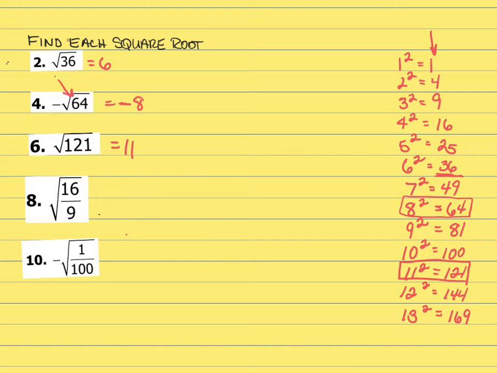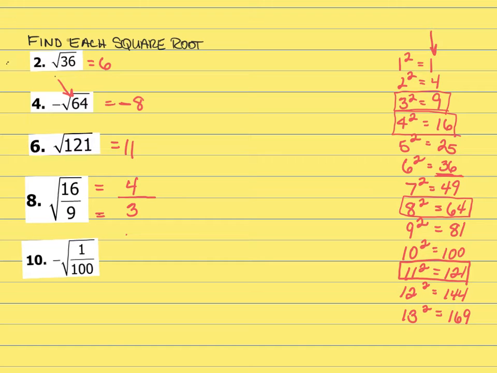Now this looks complicated, but it's not. Number 8, it's just we're going to take the square root of the top and the square root of the bottom and leave it as a fraction. So go here on the right and find out what we multiplied together to get 16. We multiplied 4. And what did we multiply together to get 9? And that was 3. So our answer is 4/3.